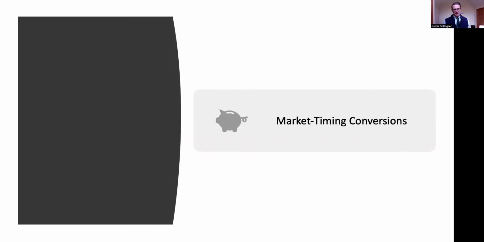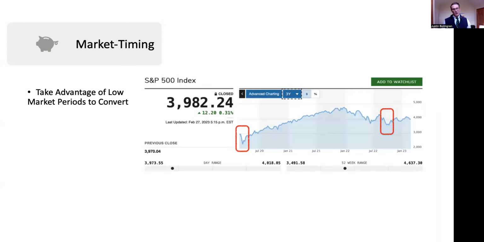So this one won't take as much paper if you're taking notes. Market timing conversions. What's the purpose of this? Well, as the name entails, we're timing the market, not from a stock perspective, but taking advantage of low times in the market, where Roth conversions may be a little bit more attractive.